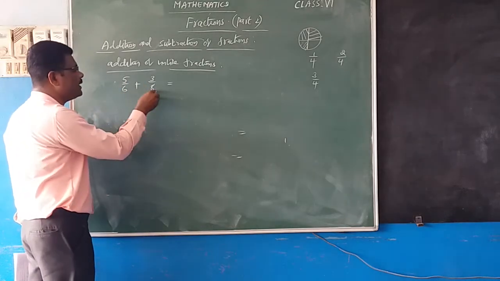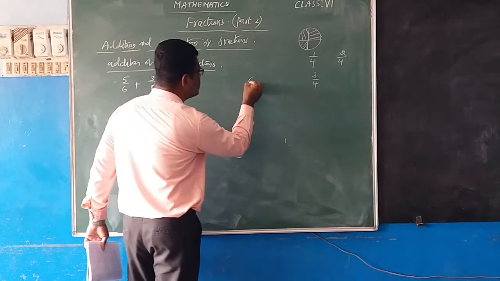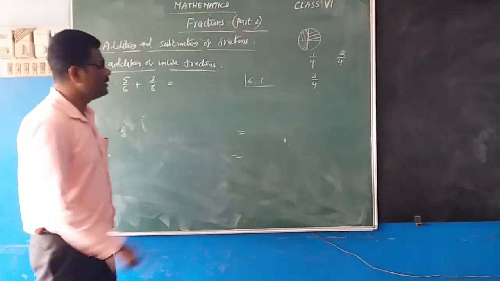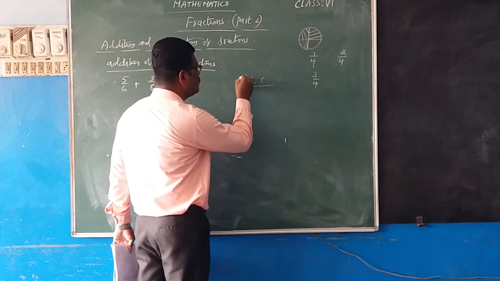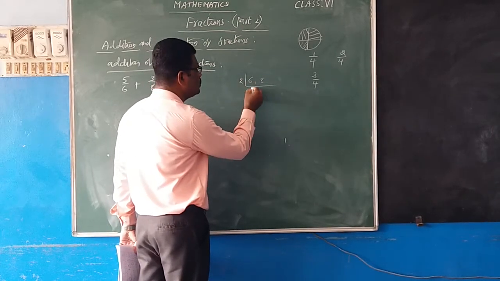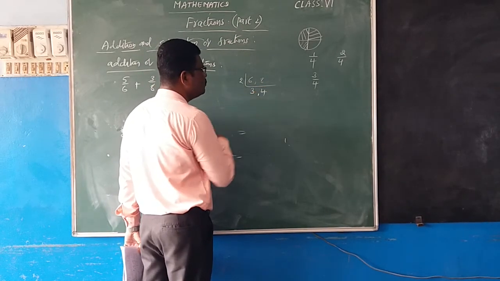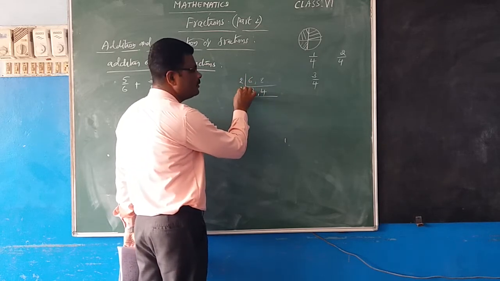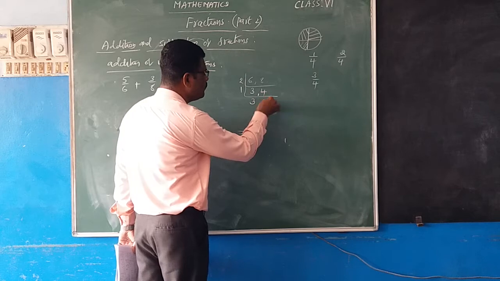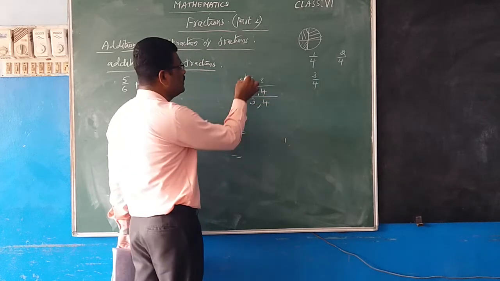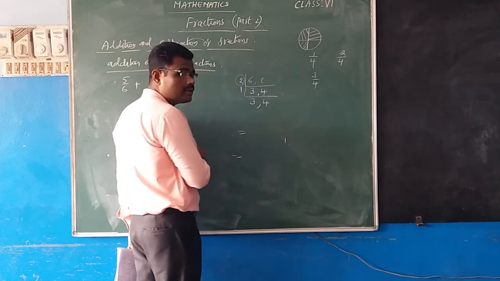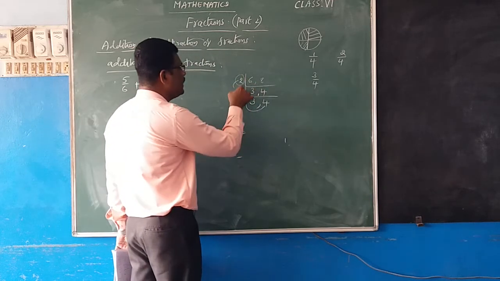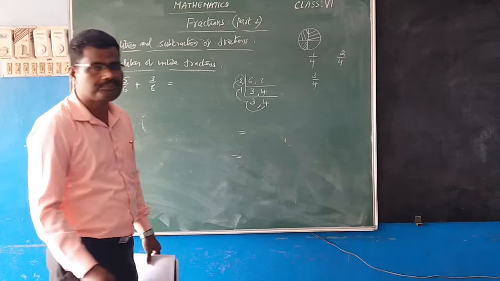How to find the sum of unlike fractions? First we need to take the LCM of 6 and 8. So what is the LCM of 6 and 8? 6 and 8 go with 2. How many times? 2 threes are 6, 2 fours are 8. Again it goes with 1. So 3 and 4 remain as they are. If you take this, it is called HCF. If you multiply all these, you will get the LCM.